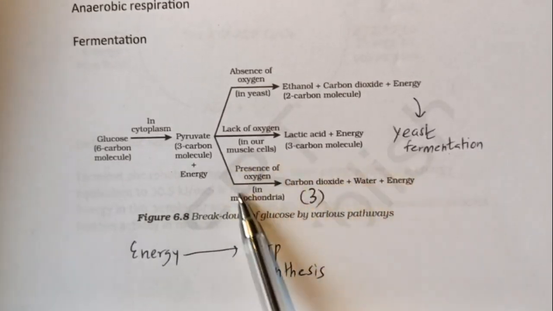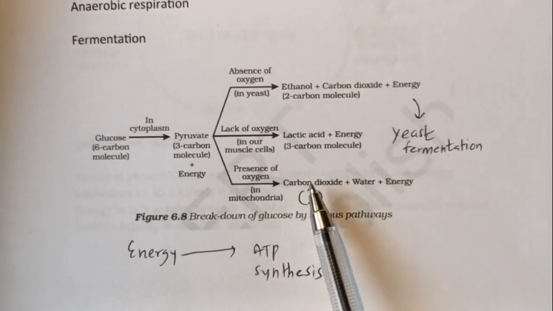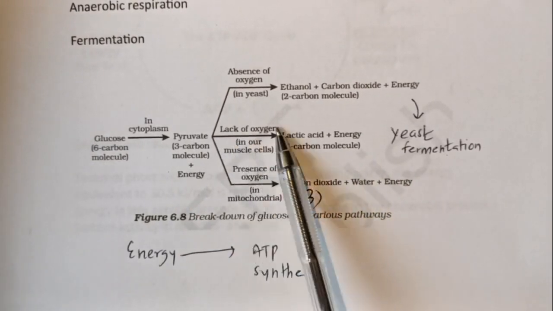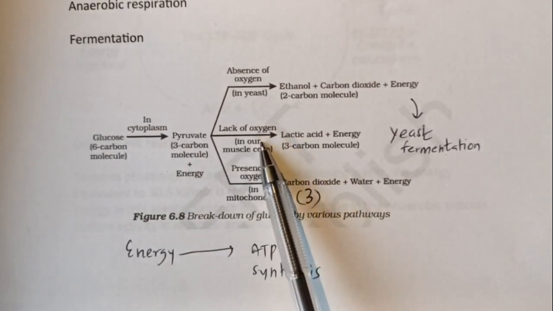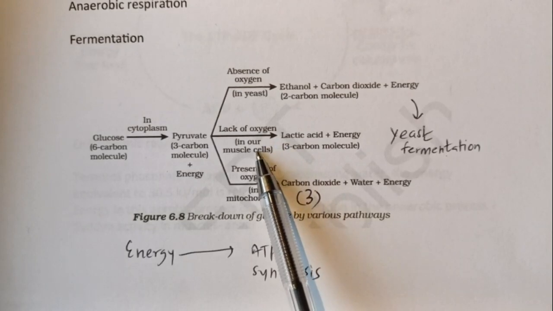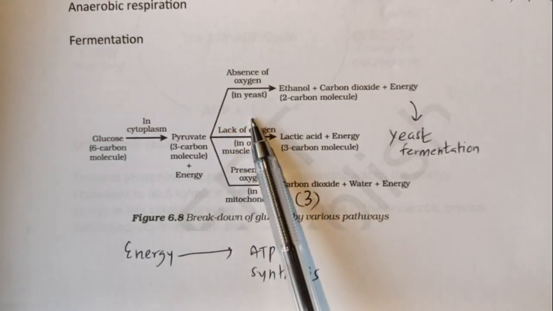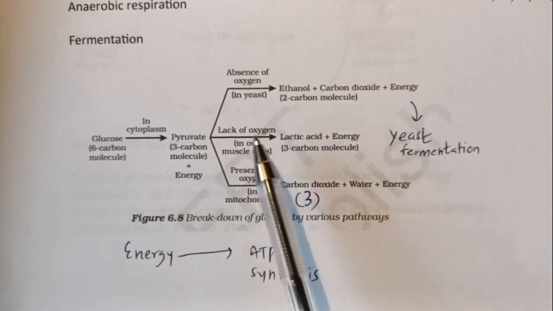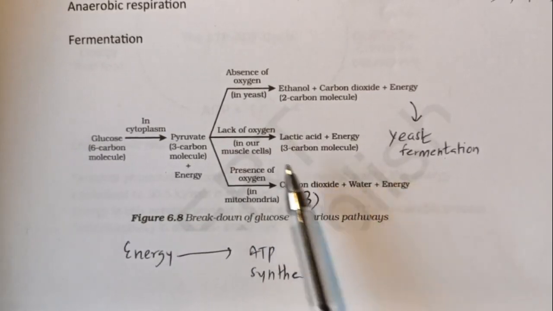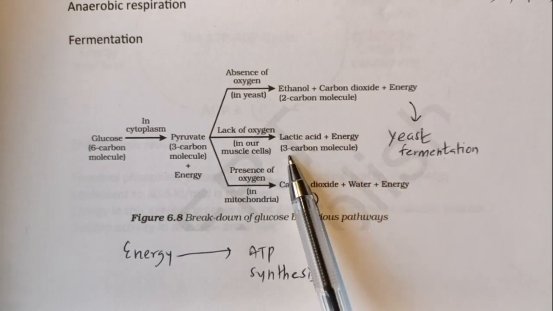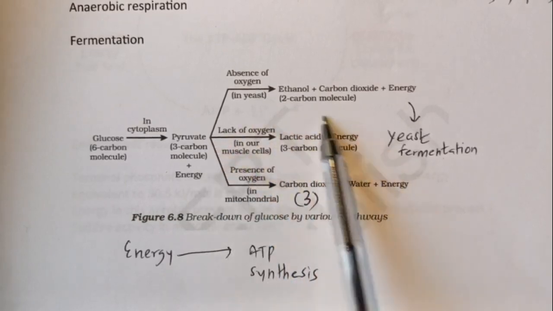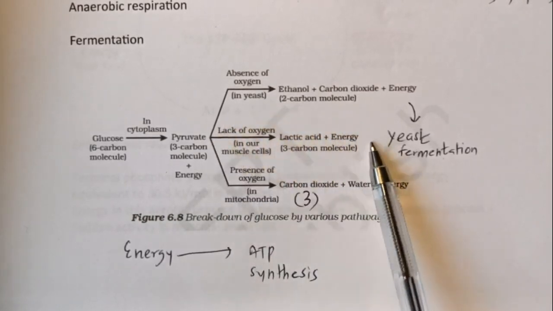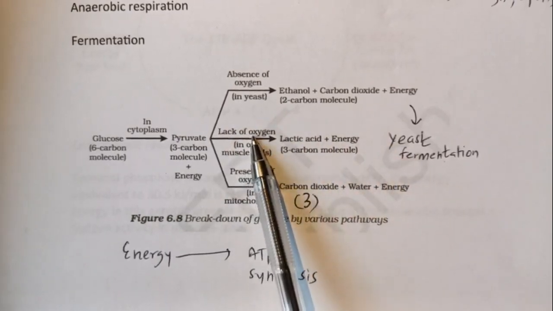But in the human being itself, if there is a lack of oxygen, such as happens in our muscles when we are running or doing very vigorous exercise, high intensity exercise, there's not enough oxygen available in that circumstance. So pyruvate will not get converted into carbon dioxide, water, energy, but it will give rise to lactic acid, that is another 3 carbon molecule, and it will release the energy. So this will take place in muscles when we are doing intense exercise in the absence of oxygen.